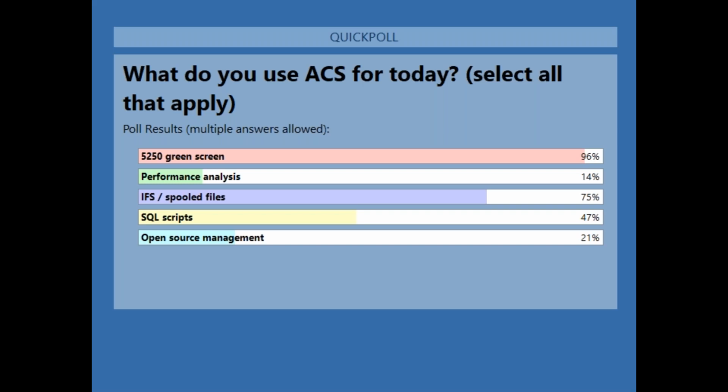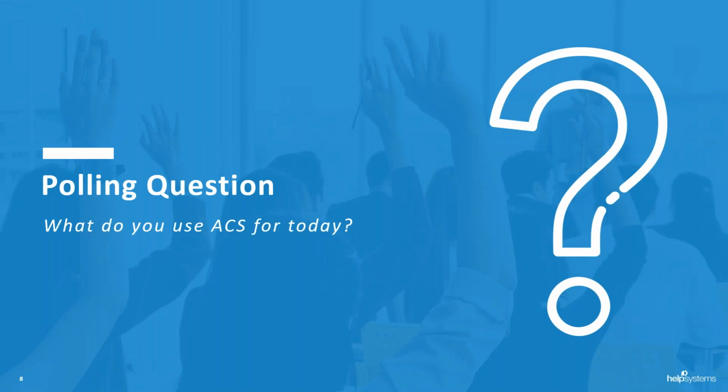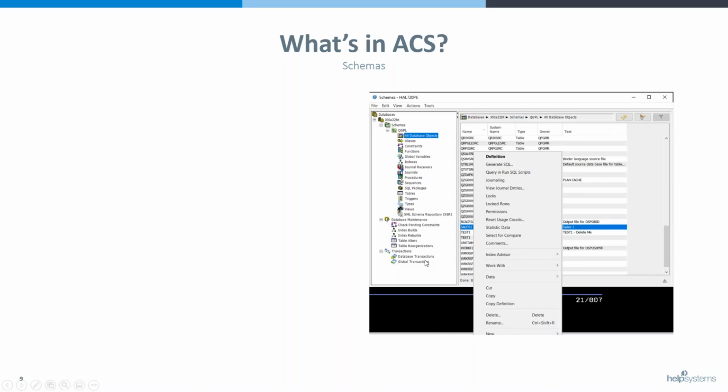Yeah, definitely. I think everybody loves 5250. You know what you're going to get. It's quick. There's no lag or anything. But it's great to see people managing the IFS and spool files, because I actually think that's stronger than the green screen. And hopefully, with education sessions, we can get the other 3 areas up as well, so that people don't just automatically default and think green screen whenever they think they need to do something. Correct.